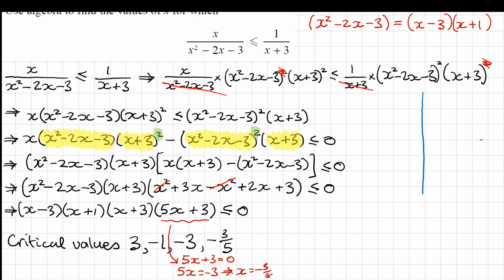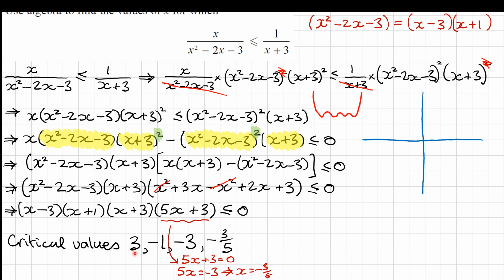Now it's going to be like a U-shaped quartic because the coefficient of x to the power 4 is positive. And remember, U-shaped quartics are a bit like cubics, but when they go down, they do some funny stuff in the middle, and then they go back up again.